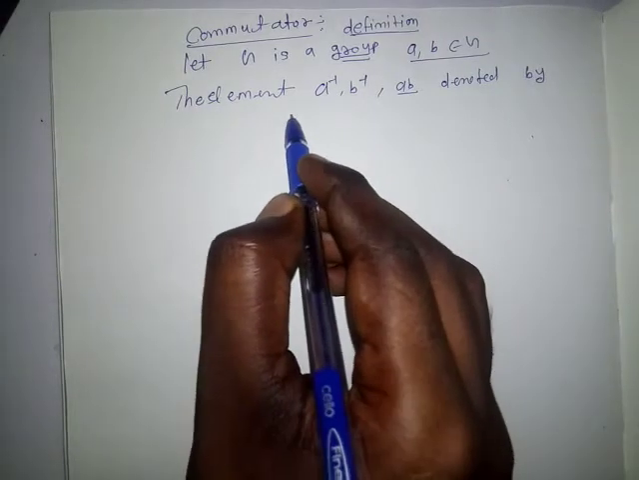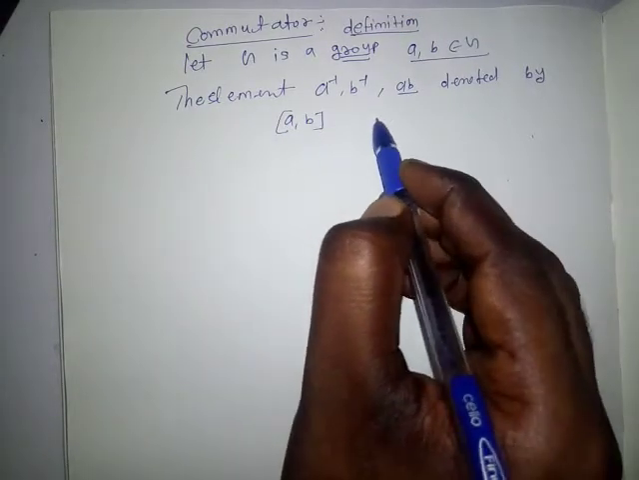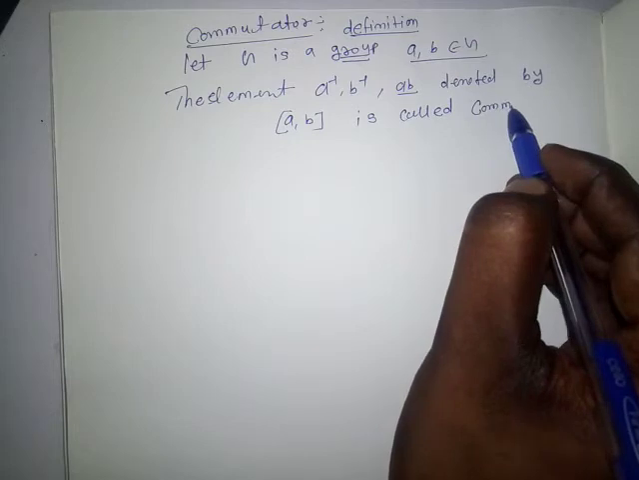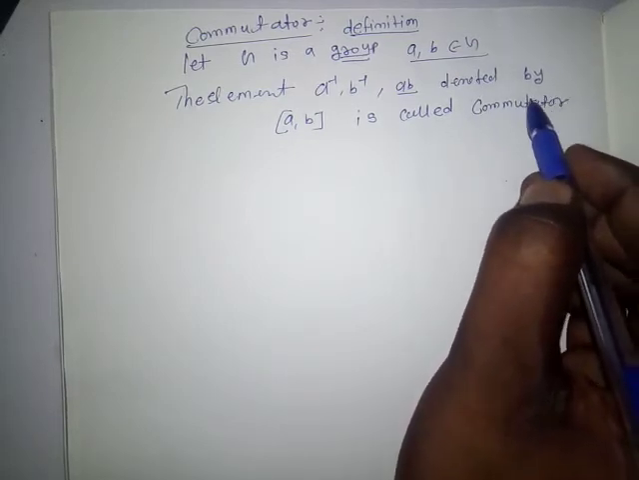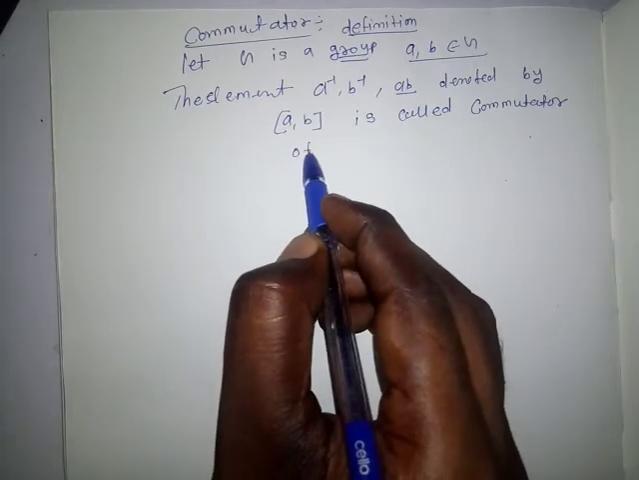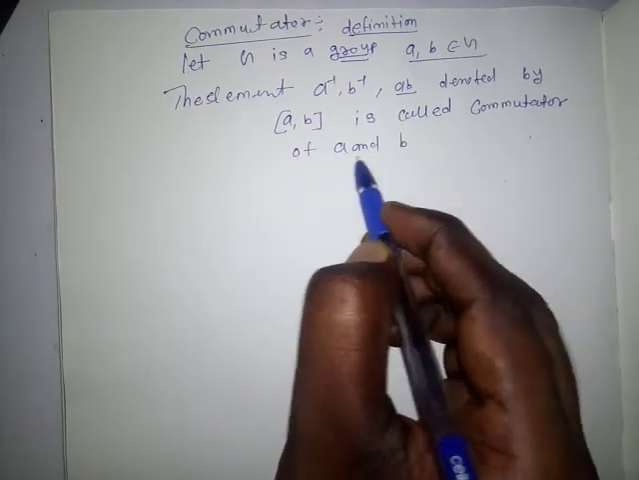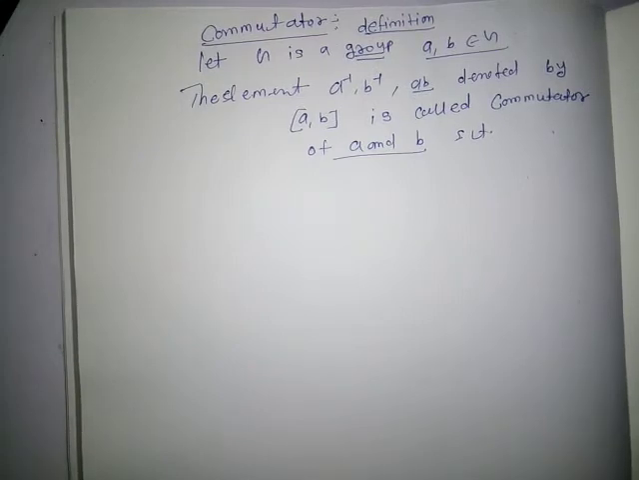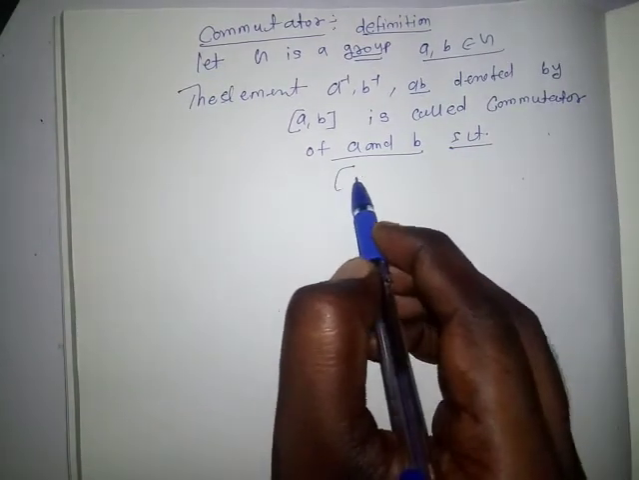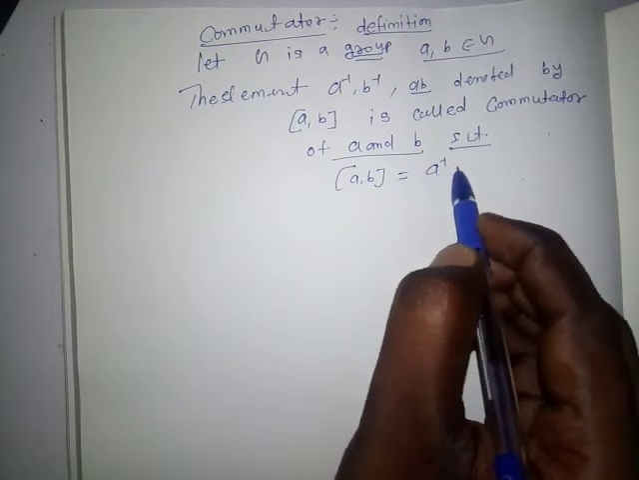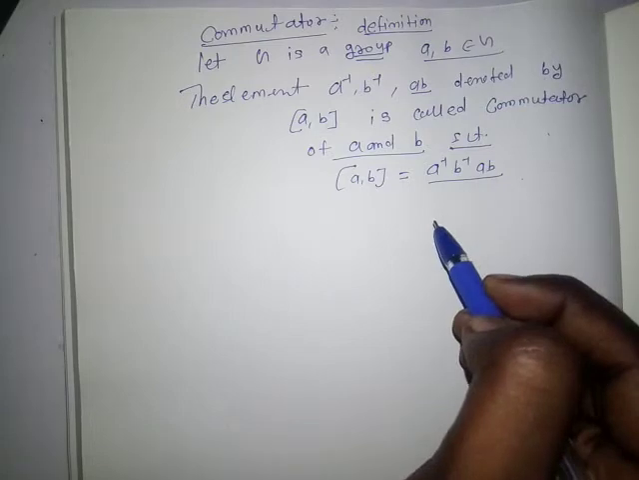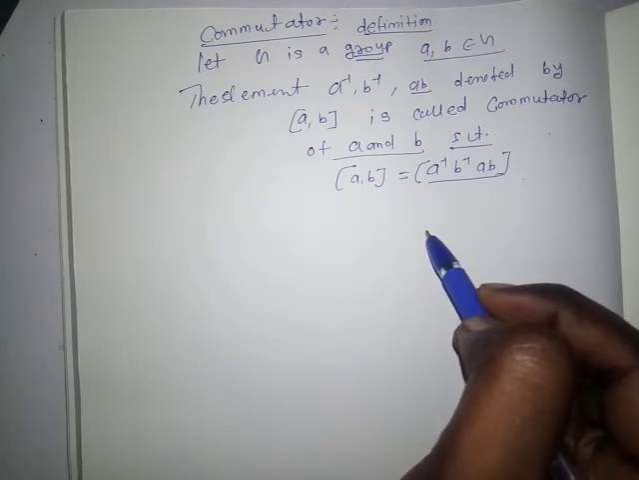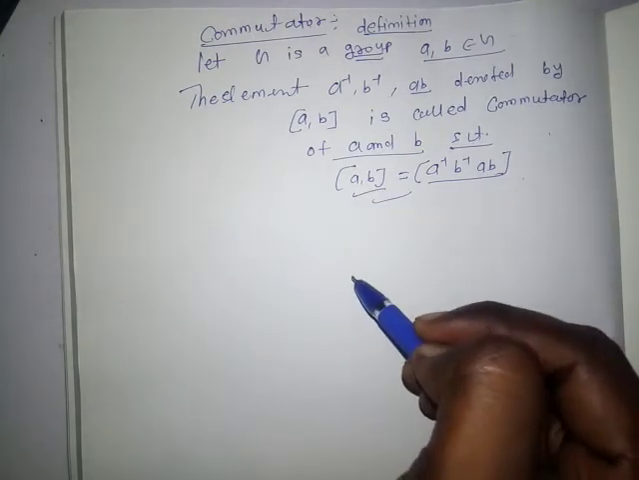denoted by [A, B] is called the commutator of A and B, such that [A, B] equals A inverse B inverse AB. Okay, this is called a commutator.